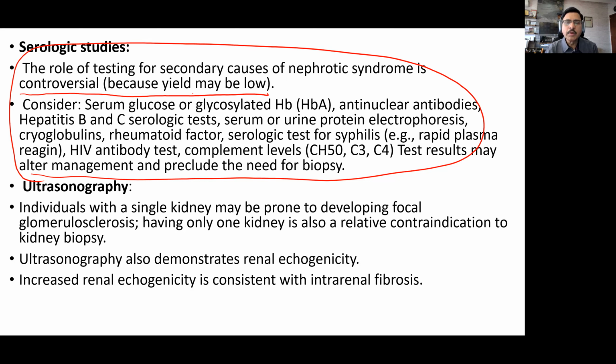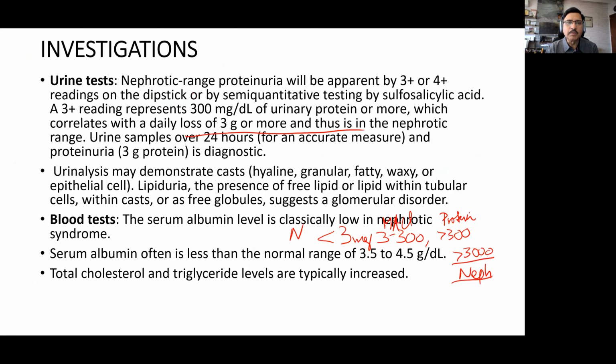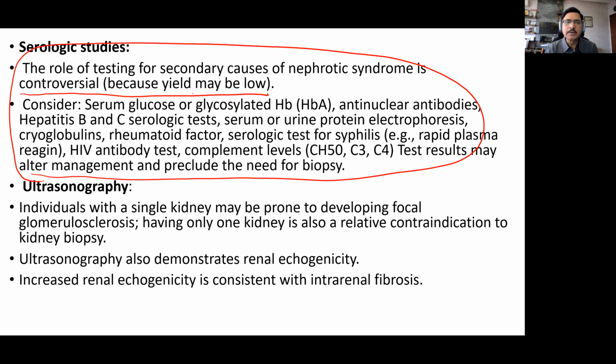So what do you have to do? Urine analysis, urine 24-hour protein, ultrasonography. These are the only three tests you have got, and blood tests for albumin and cholesterol. Urine analysis, urine proteinuria, demonstrate the nephrotic proteinuria, do the protein creatinine ratio, do the albumin, and look at the cholesterol and triglyceride, and do the ultrasonography. You don't have to do the serological tests nor the renal biopsy.